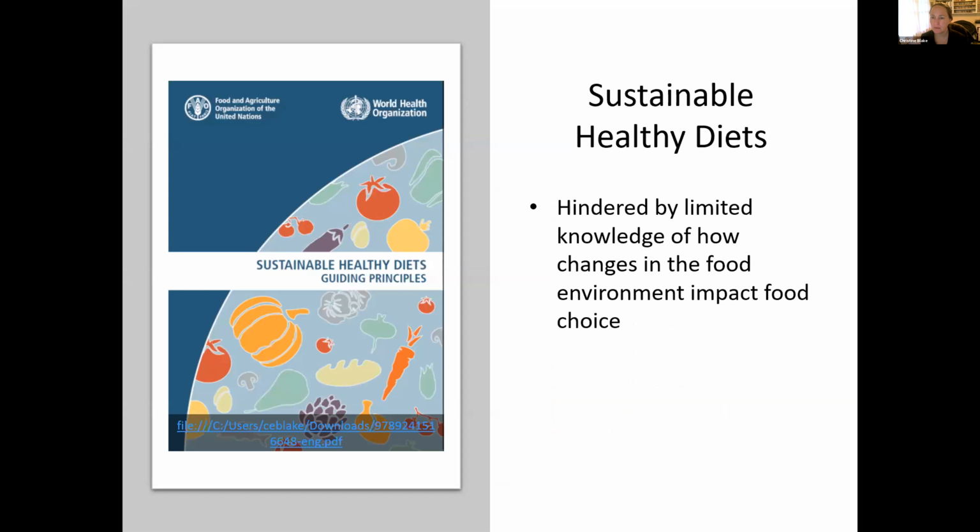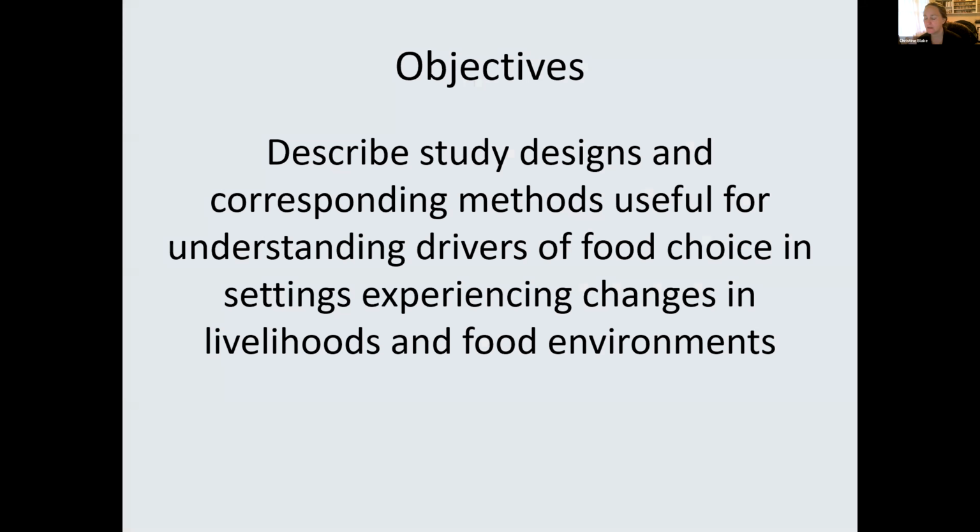So achieving optimal and sustainable healthy diets requires understanding how people make food choices in these changing food environments, and specifically what, how, and why people eat the way they do. So the objective of the presentation I'm giving today is to describe some of the study designs and corresponding methods that are useful for understanding drivers of food choice in these settings experiencing changes in livelihoods and food environments. And I'll provide two examples to illustrate some of the methods and how they were combined across two different contexts.